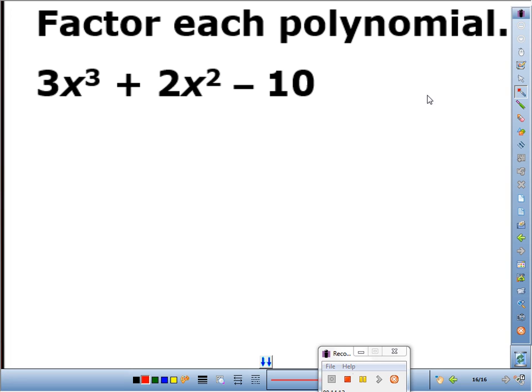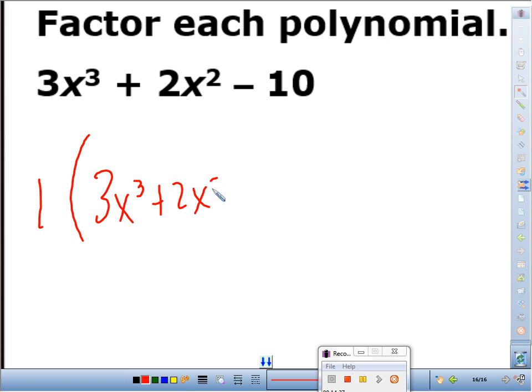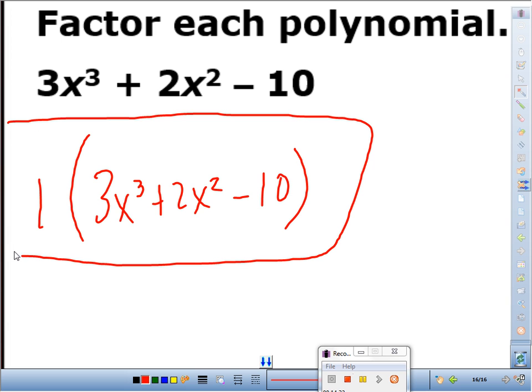Alright. The greatest factor for each term was 1. Since the last term did not have a variable, we cannot add a variable there. Therefore, 3x cubed plus 2x squared minus 10. And we're done. You're saying, Mr. U, it basically stays the same. Well, yeah, but now we have a factor of 1. Why do we need that? Because when we get to the next part, you need to remember that. Whenever there's nothing that you can factor out, there's always a what? 1.